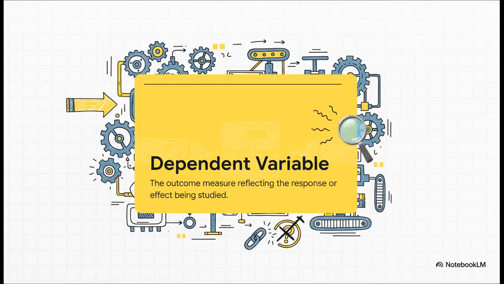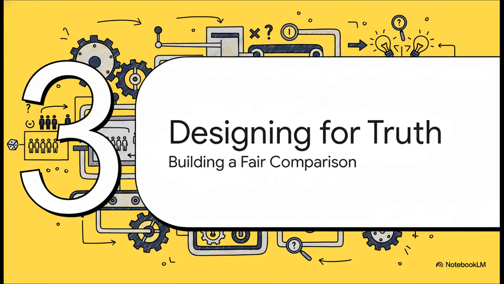And of course, if you change something, you need to measure what happens next. That's your dependent variable. It's the outcome, the effect that you're looking for. For our little coffee shop, it's pretty simple. The amount of money customers spend. So we're testing if the music, our independent variable, has any effect on spending, our dependent variable. Simple as that.